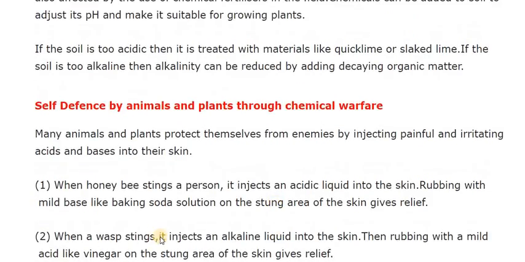When the wasp sting is injected as an alkaline liquid into the skin, then rubbing with a mild acid like vinegar on the sting area gives the skin relief.